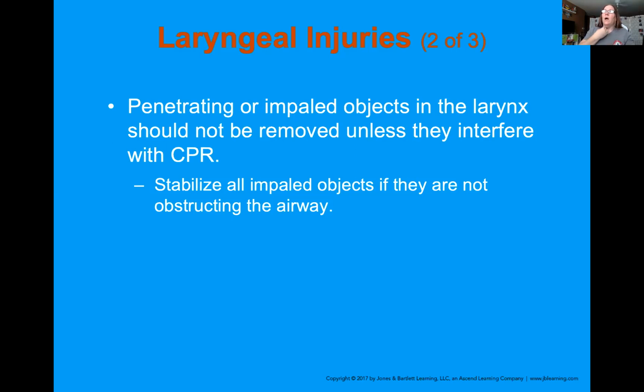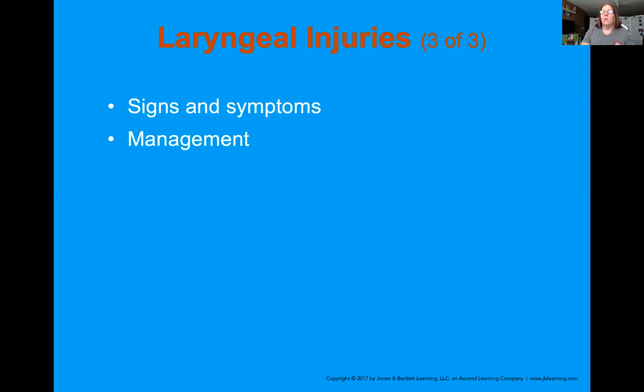Up at the larynx, if they can have a patent airway, we want to just keep them talking, suctioning as best we can, all right? So we already talked about signs and symptoms of laryngeal injuries. Again, make sure you're checking for that subcutaneous emphysema. If you ever get the chance to feel it, it's really cool. Get consent from your patient. But being able to feel subcutaneous emphysema is something not everybody gets to do.